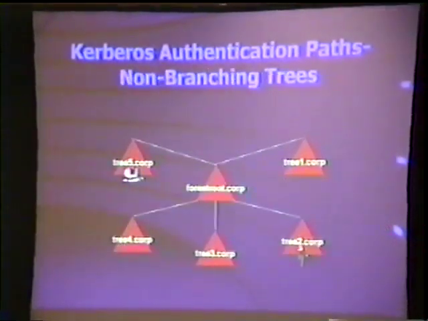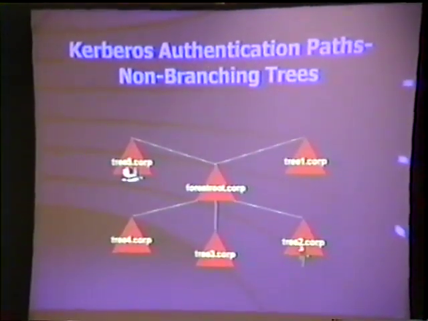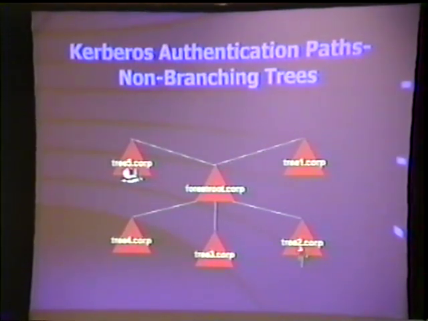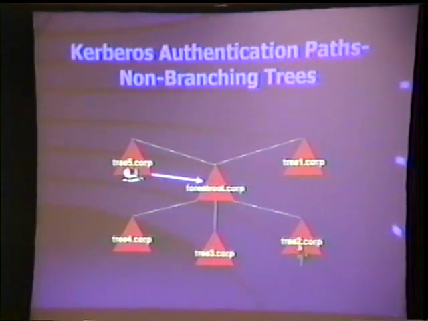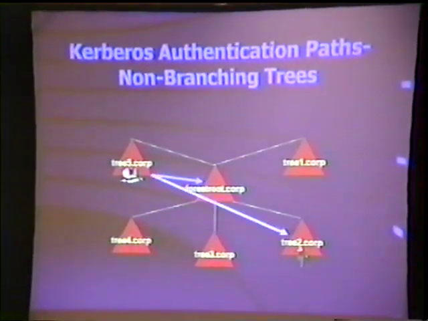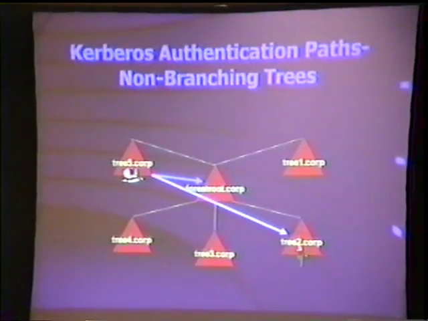On the other hand, if we have non-branching trees, we have a redneck implementation. My forest root in this case is forestroot.corp. I have 5 separate trees, tree1.corp, tree2, tree3, tree4, tree5. If the user's account is in tree 2 and the computer is in tree 5, in order to authenticate the user, the machine is authenticated by a domain controller for its own domain. Following the Kerberos trust path, it goes through the forest root, gets a Kerberos ticket granting ticket for that domain, then goes to the domain where the user account is located.